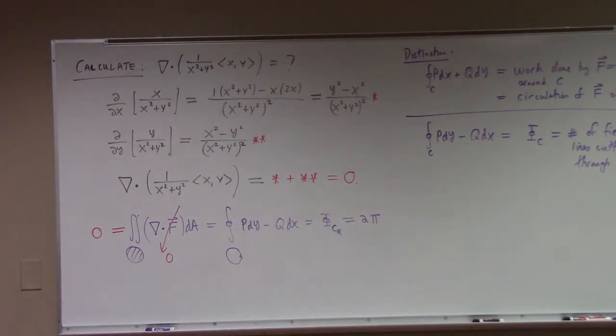Anyway, so how can this be? 0 is obviously not 2 pi.